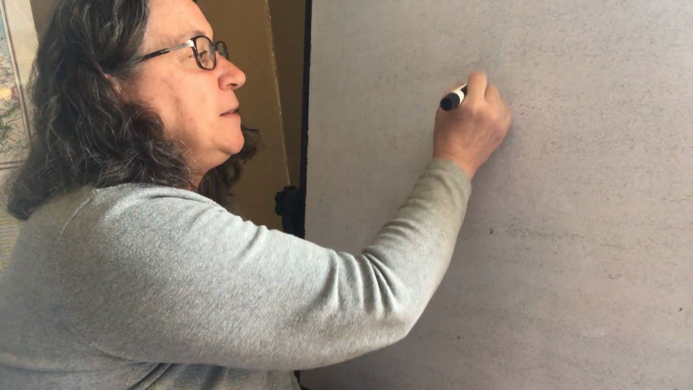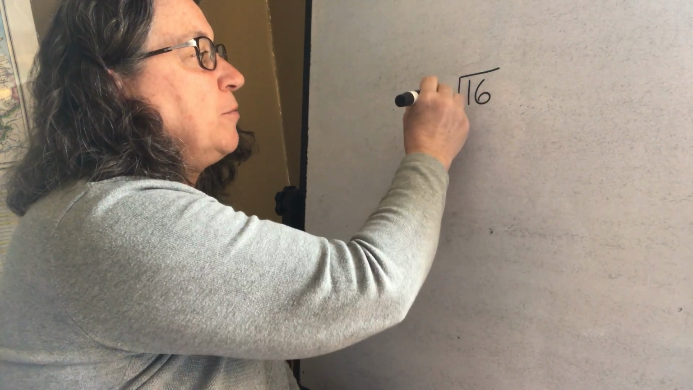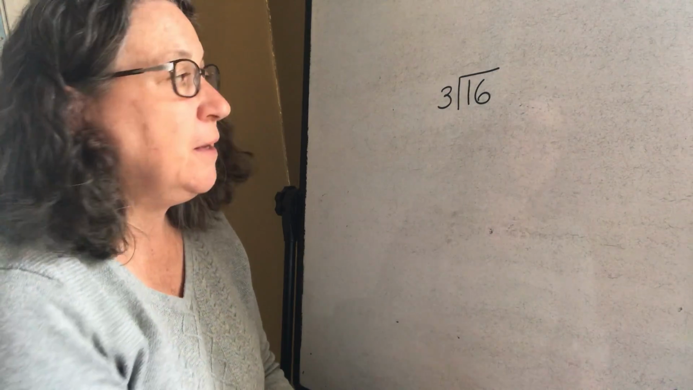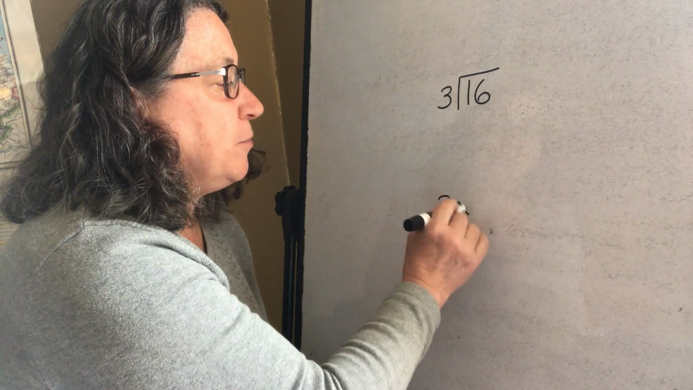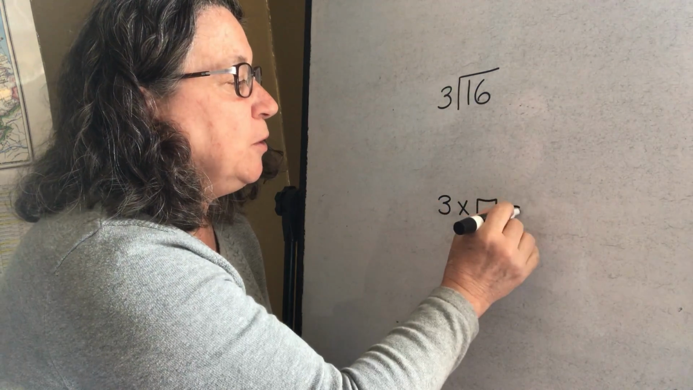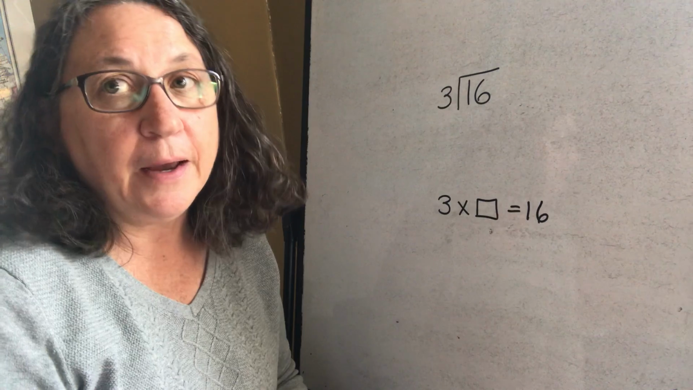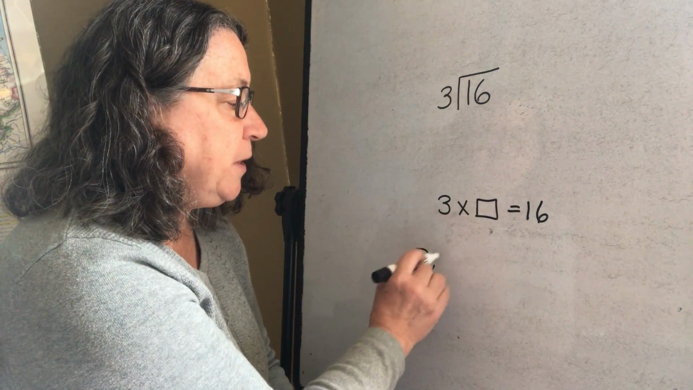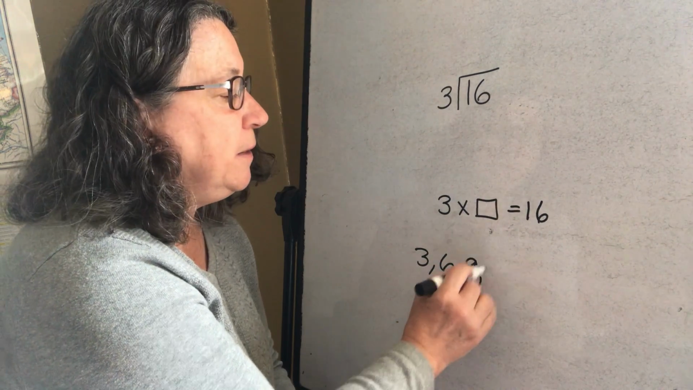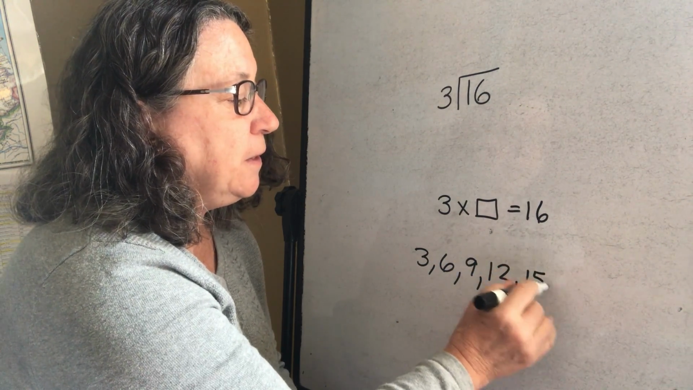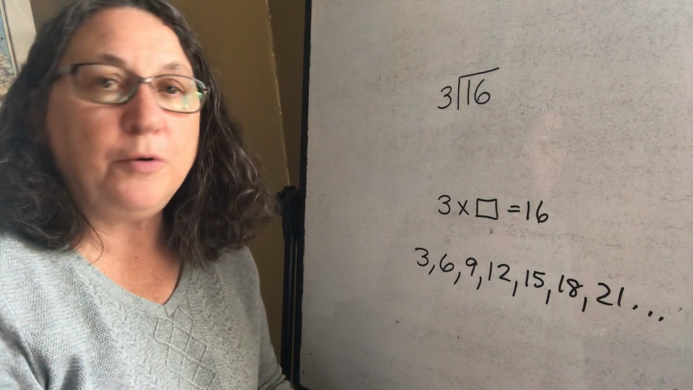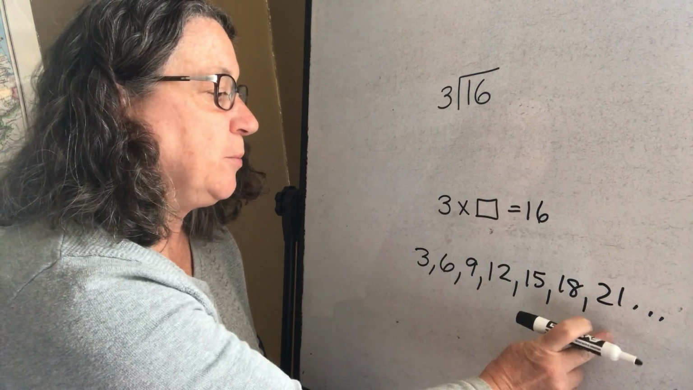My first problem is going to look like this. I had 16 chairs and I put them in 3 rows. And the question is, how many chairs are in each row? So I'm trying to find out 3 times what comes close to 16. Now I know that there's not going to be an exact answer because when I write the multiples of 3: 3, 6, 9, 12, 15, 18, 21, and it goes on, I know that there is no 16 in the multiples of 3.